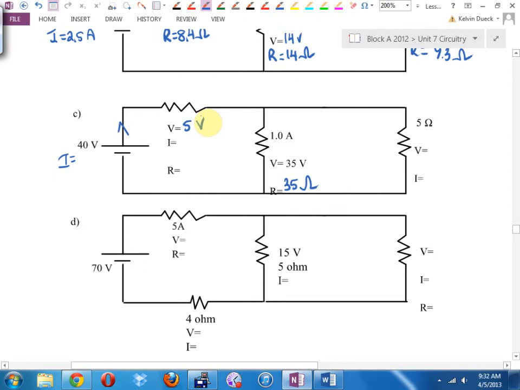Oh! What's this voltage have to be? 35. Jake, do I know 2? I know 3. What's the current?